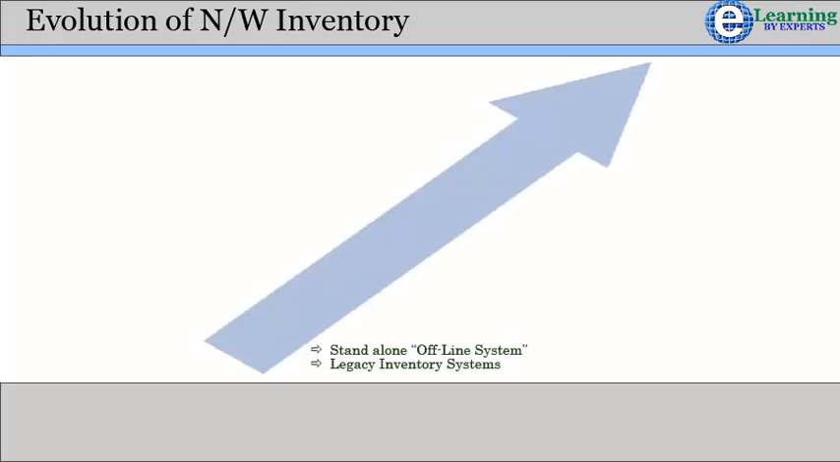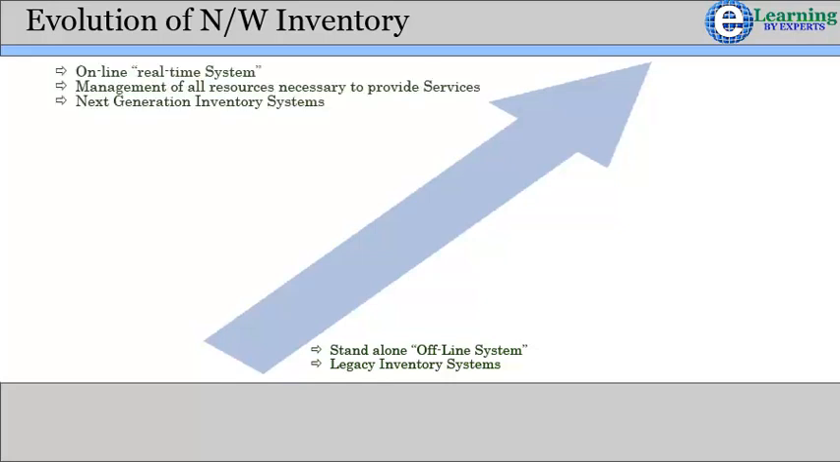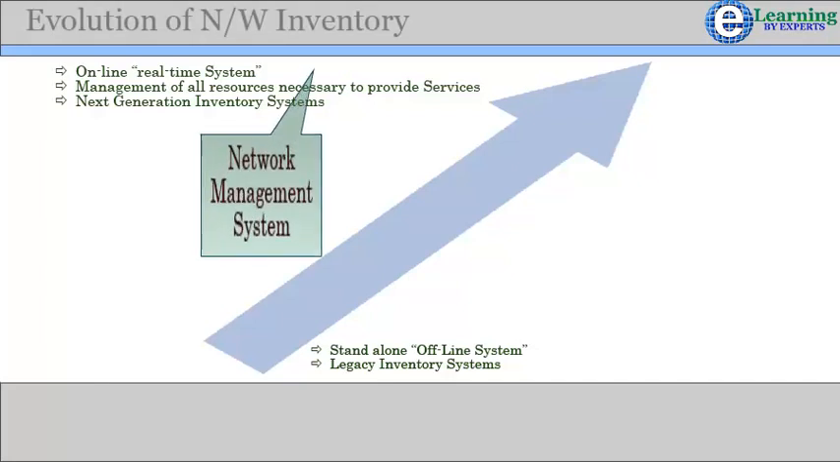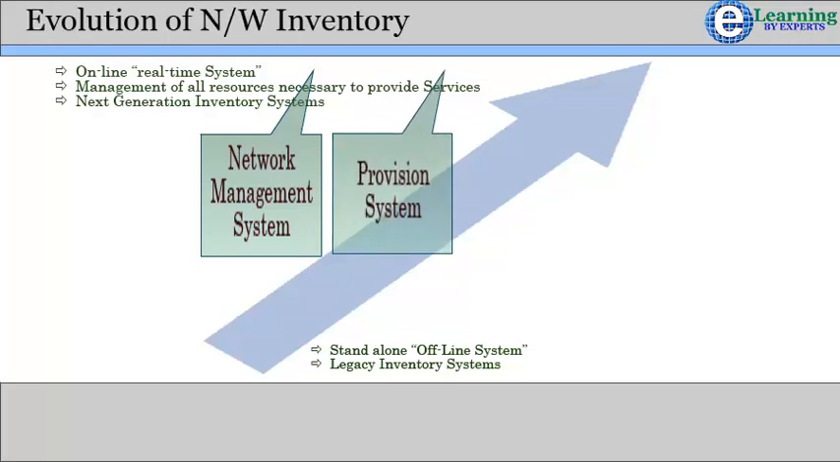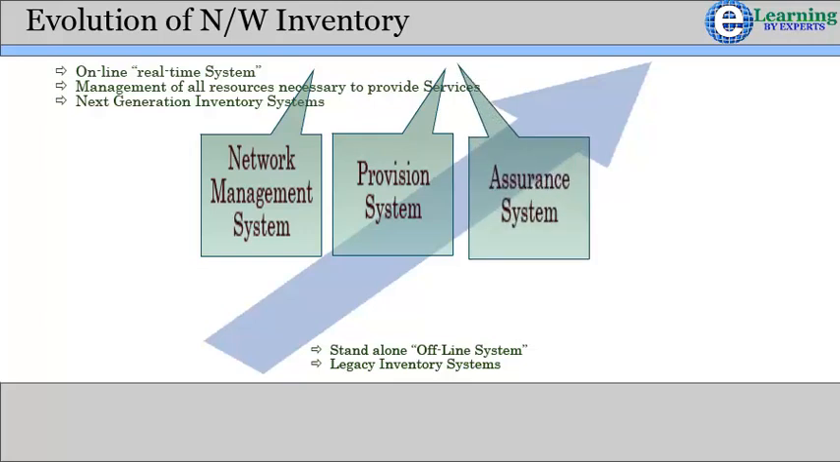Until recently, the inventory system was considered to be an offline system and was used as a tool by the planning and engineering department. But now, it is being used intensively by the operations staff and is being connected online with network-facing systems like network management systems to keep track of the network resources in real time. Moreover, it is also integrated with provisioning systems to enable flow-through provisioning and with assurance systems to enable real-time impact analysis in case of a network breakdown.